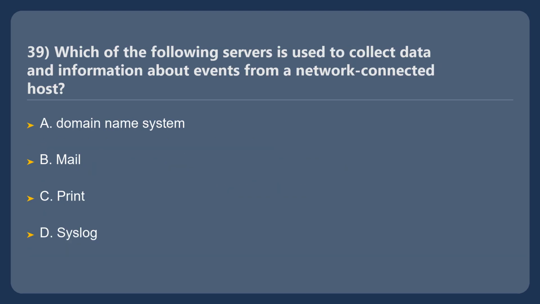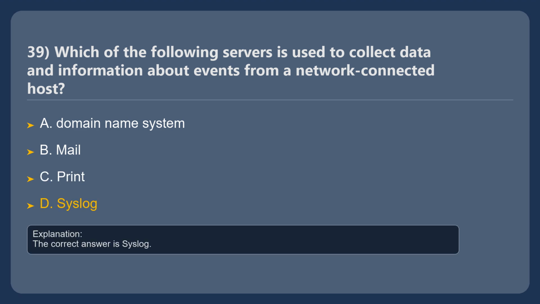Question 39. Which of the following servers is used to collect data and information about events from a network-connected host? Option A, domain name system. Option B, mail. Option C, print. Option D, syslog. The correct answer is option D, syslog.